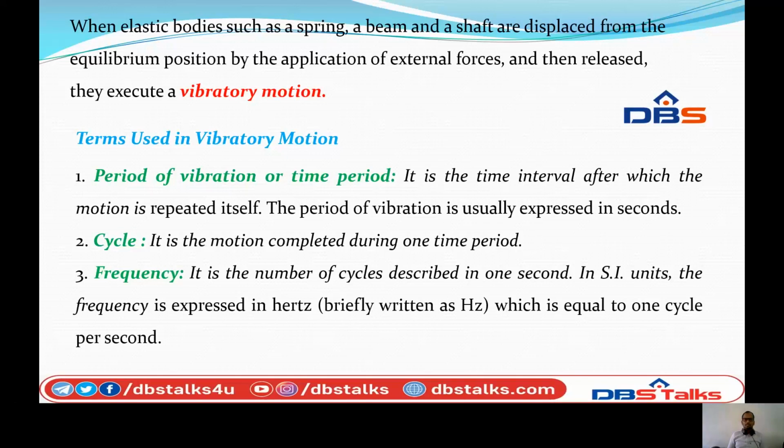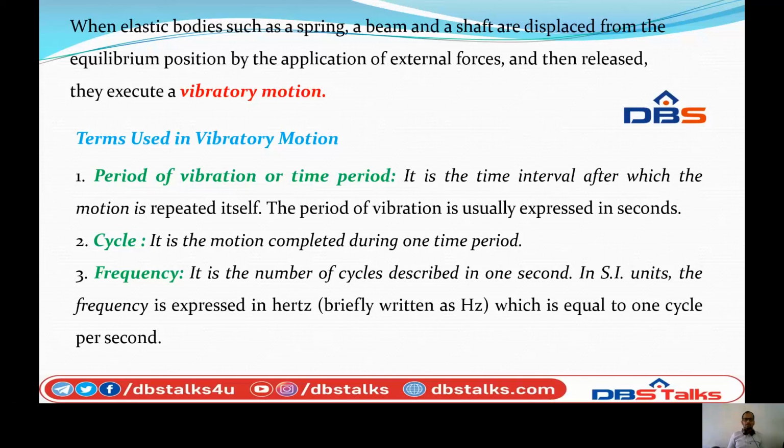So there is a deviation from the equilibrium position, the original position, by applying external forces, and then it is released. Not only applying the force, when it is released, it will execute a vibratory motion, that is called a vibration. Why will the vibration occur? This is due to the reason that when a body is displaced, internal forces in the form of elastic or strain energy are present in the body.